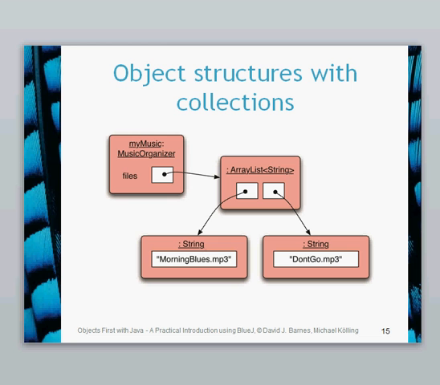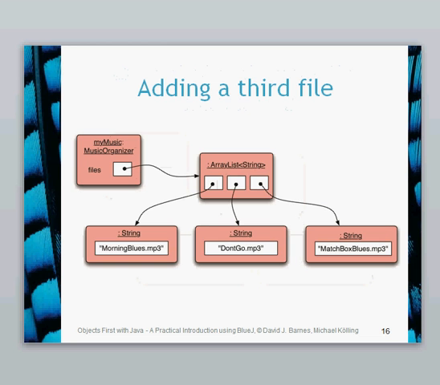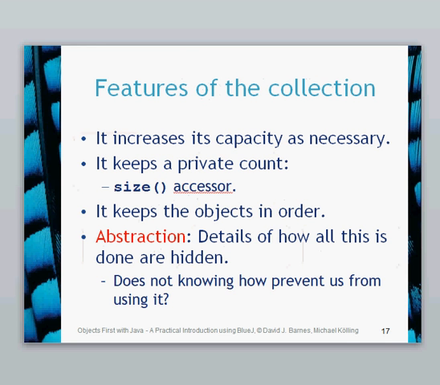In our object diagram, if we want to, then we can add a third string object to our ArrayList of type string, which is called files. So we can add Matchbox Blues to our files ArrayList. Some features of the collection which you may need to bear in mind: it will get bigger as you add things to it, and it will keep account of how many objects are stored within it.